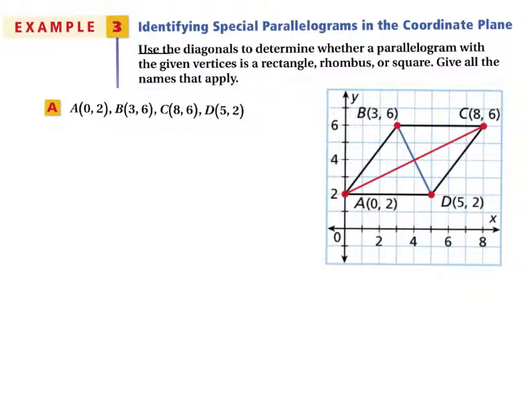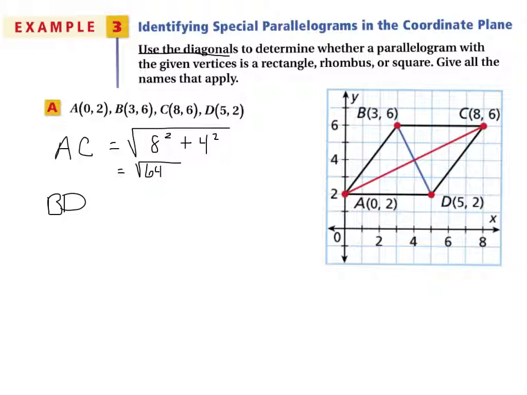By using the diagonals, remember, we have to use the diagonals. And just because we can look at this and say it's not a rectangle, we have to prove it. So we have to find the lengths of AC and BD. The length of AC: if we subtract our x's, it'd be 8 squared, plus subtracting 6 minus 2 gives me 4 squared. The square root of 64 plus 16 gives me the square root of 80, which simplified gives me 4 times the square root of 5.